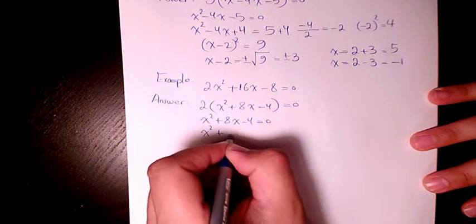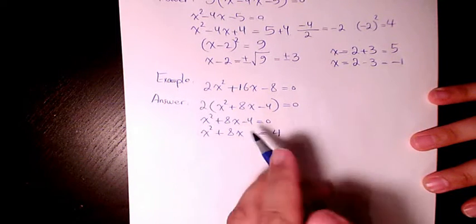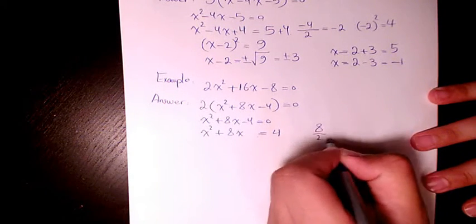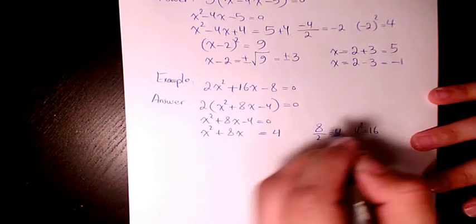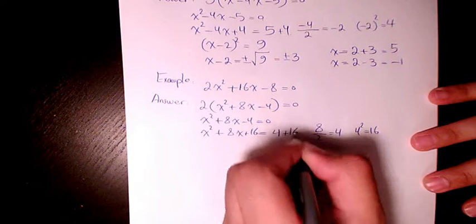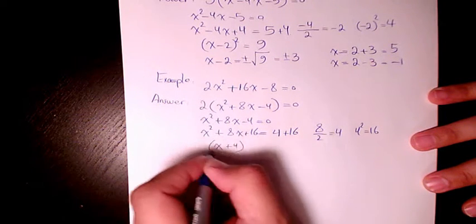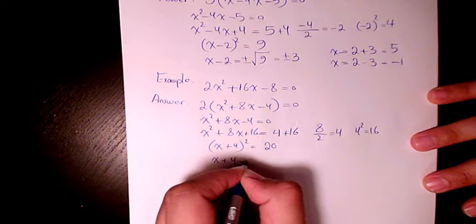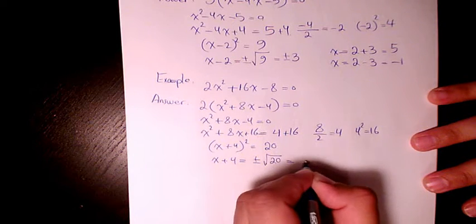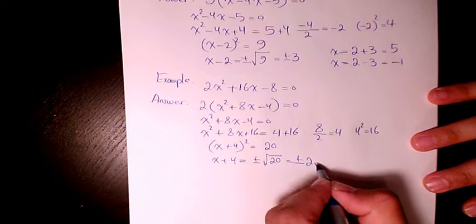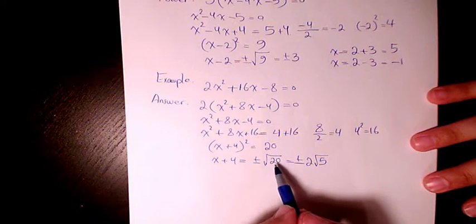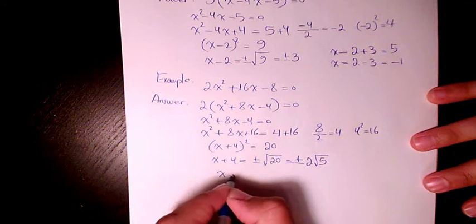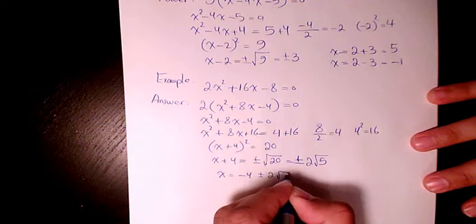Therefore, x squared plus 8x will be equal to positive 4 if you move negative 4 to the right hand side. Now, b is 8, divided by 2 is 4, and 4 squared is 16. So you add 16 to both sides. Therefore, it's going to be x plus 4 to the power of 2 equals 20. So x plus 4 will be plus minus square root of 20, or plus minus square root of 4 times 5, or 2 root 5, because 20 is 5 times 4, and the square root of 4 is 2. Then x will be negative 4 plus minus 2 root 5.